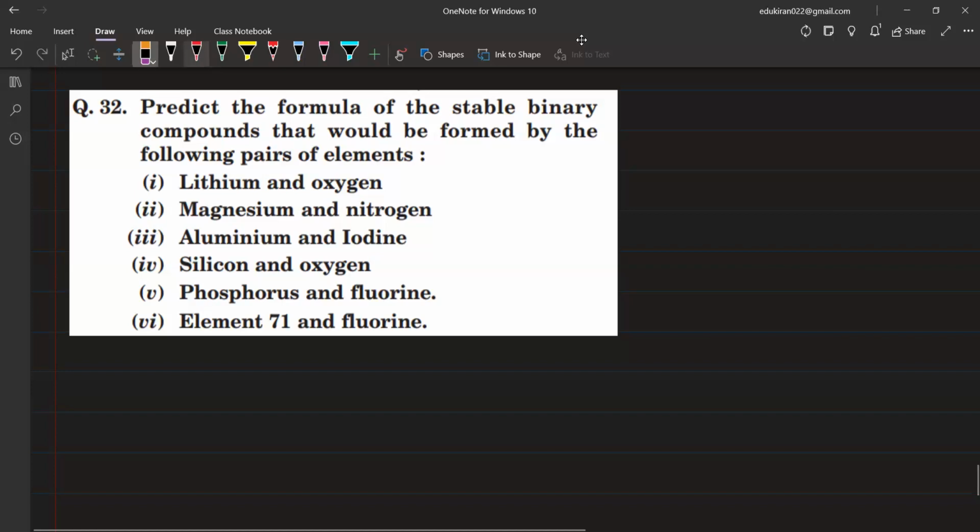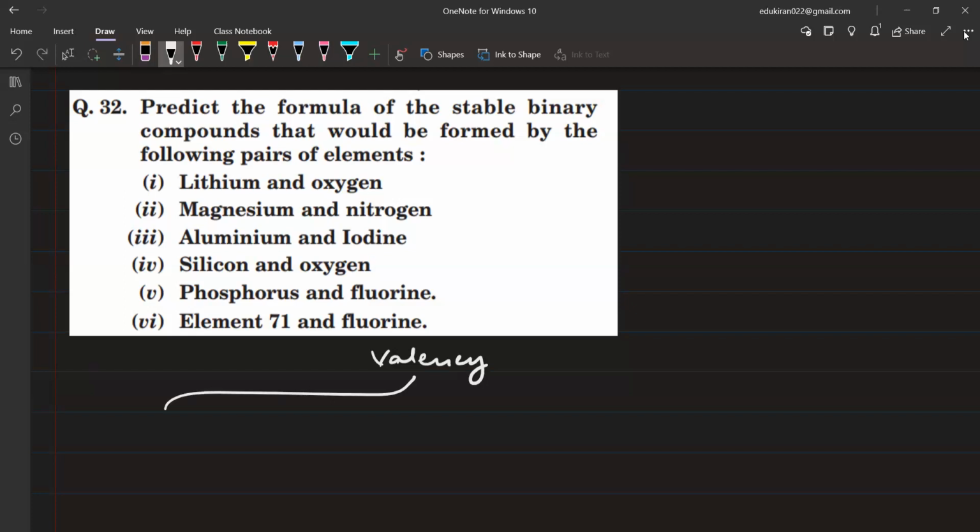Okay, so I will tell you how to do the first one and then we can move on to the next. So first one is lithium and oxygen. So you have to get the valency of both the things, lithium and oxygen. So what is valency first of all? What is valency and how do I need to remember the valency of each and everything? I would say preferably you don't need to remember it, but you should know how to determine the valency.